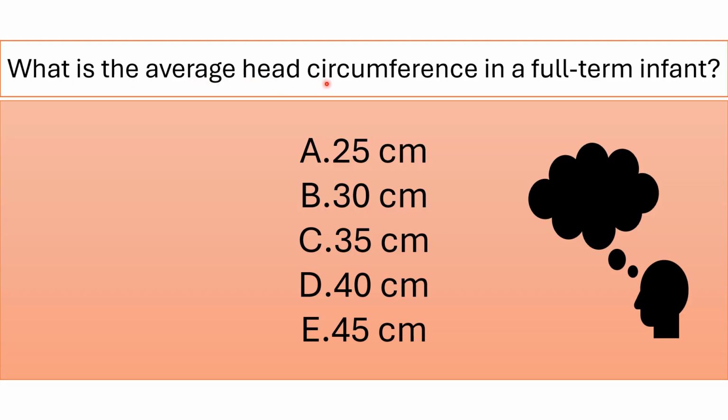What is the average head circumference in a full-term infant? 25, 30, 35, 40, or 45 centimeters? The correct answer: 35 centimeters.